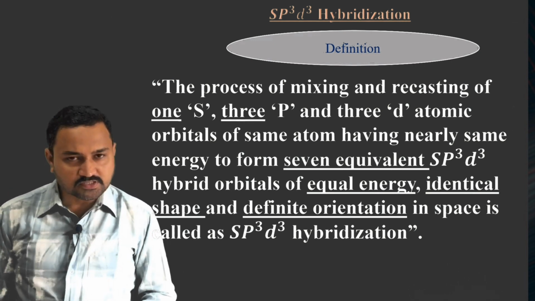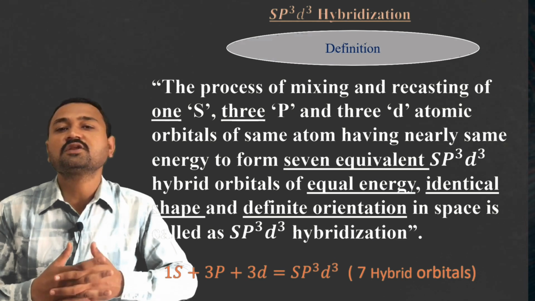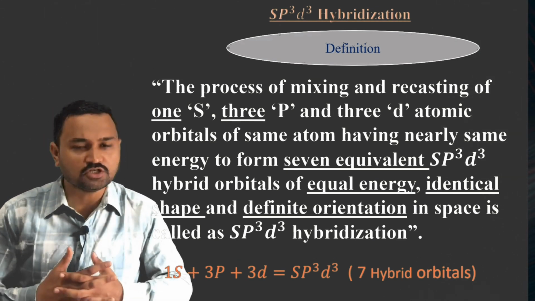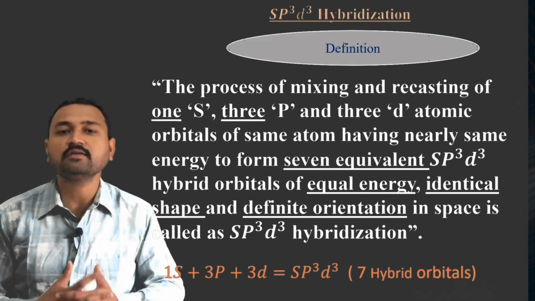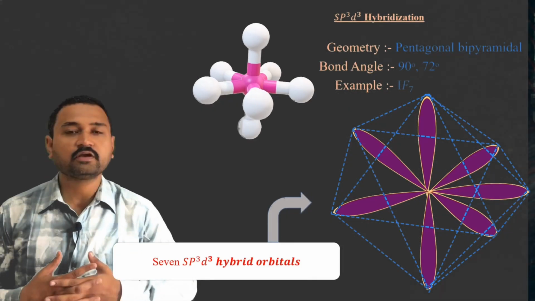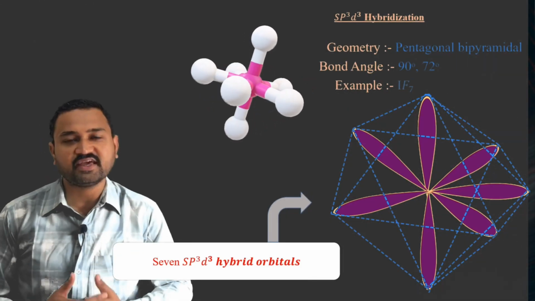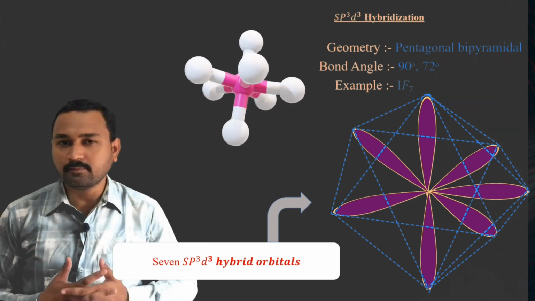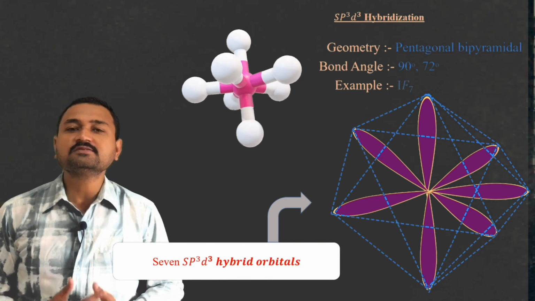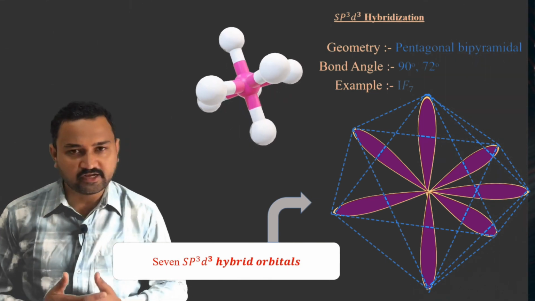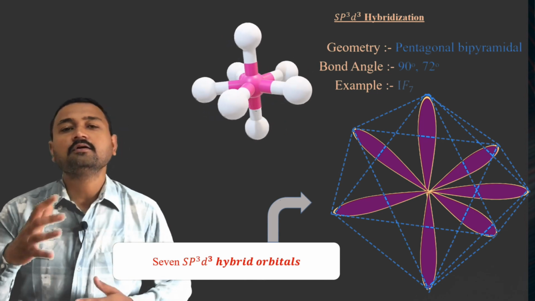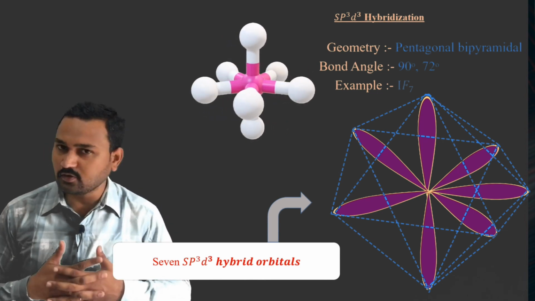Now in this process the one s, three p and the three d atomic orbitals combine with each other to form seven sp3d3 hybrid orbitals. If we consider the geometry for the sp3d3 hybridization, the geometry is pentagonal bipyramidal. The bond angle is 72 degree and the 90 degree. 72 degree is in a plane, while the 90 degree is for the hybrid orbitals which are above and below the plane.